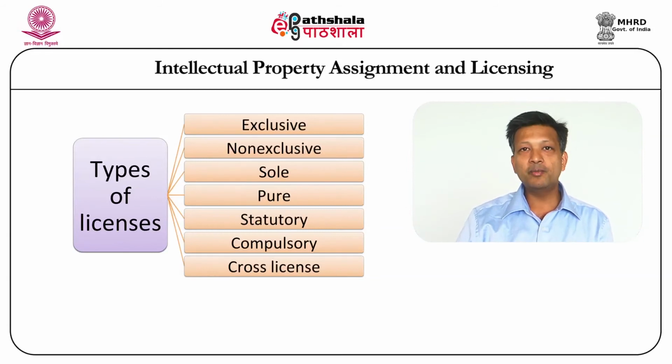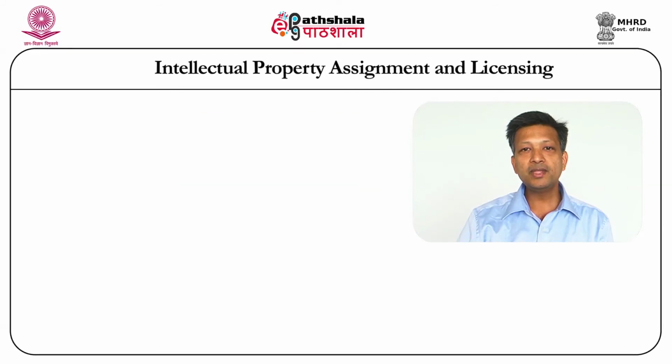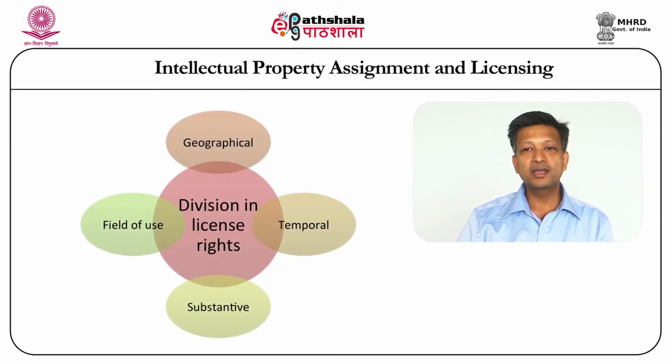These are the important aspects or types of licenses. Now, the division of license rights could be divided in 4 ways. One is geographical. That means you can divide the licenses over the same property geographically. For example, you have a product and you can allow somebody to sell it in one particular geographical area and the other to sell it in another geographical area.